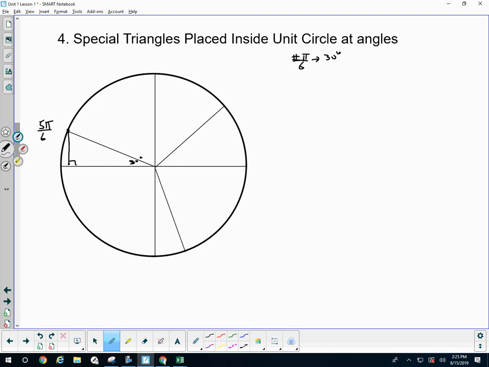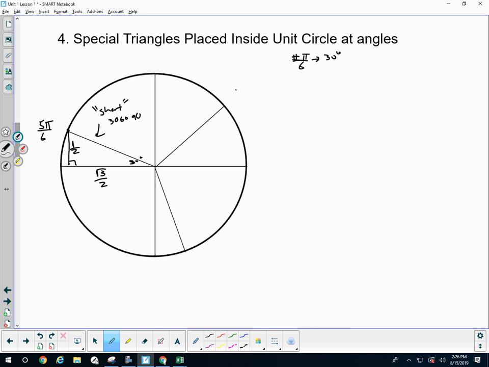Since I know this is 30 degrees, I know I've created what I consider my short 30, 60, 90 triangle. Which means the short side, the 1/2, is the vertical side. The long side, root 3 over 2, is the horizontal side. Don't worry, I'm going to come back and change that. But for right now, I'm going to leave it like that.